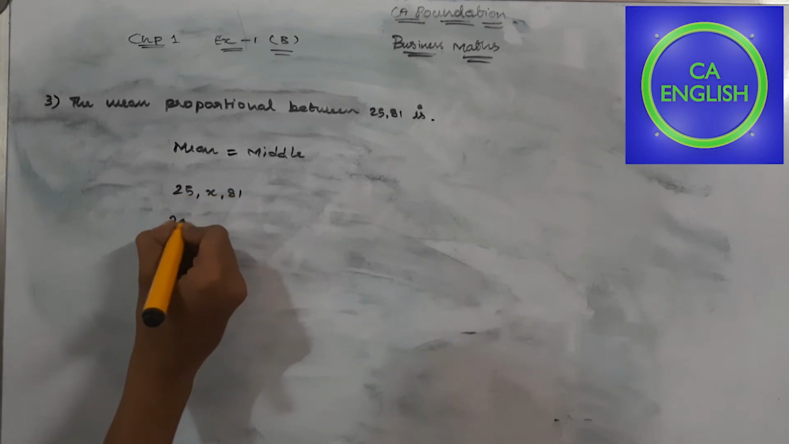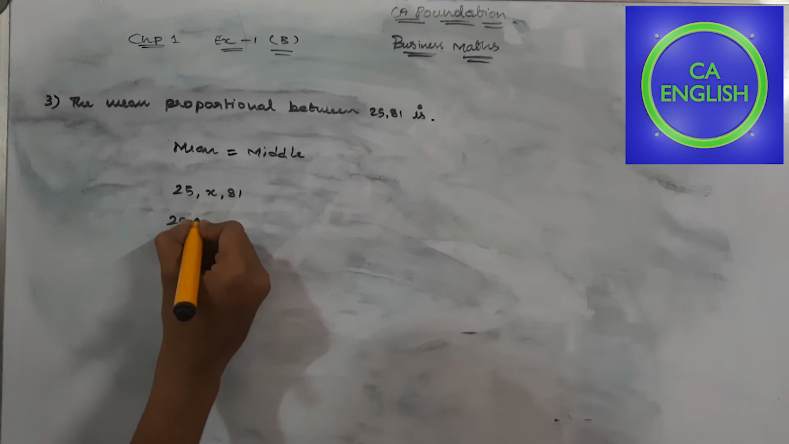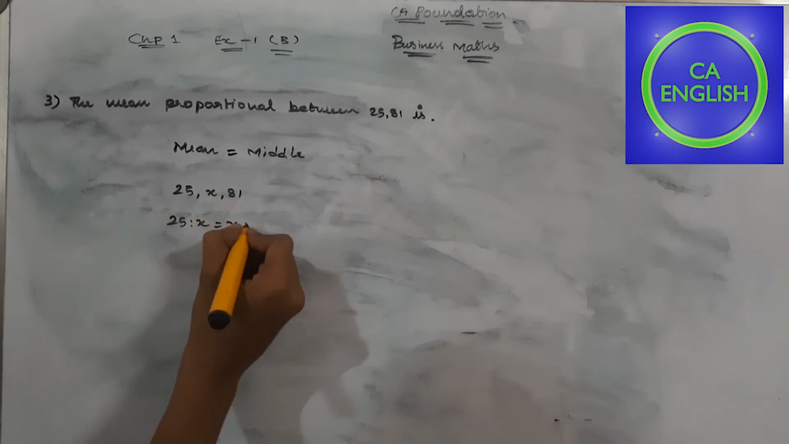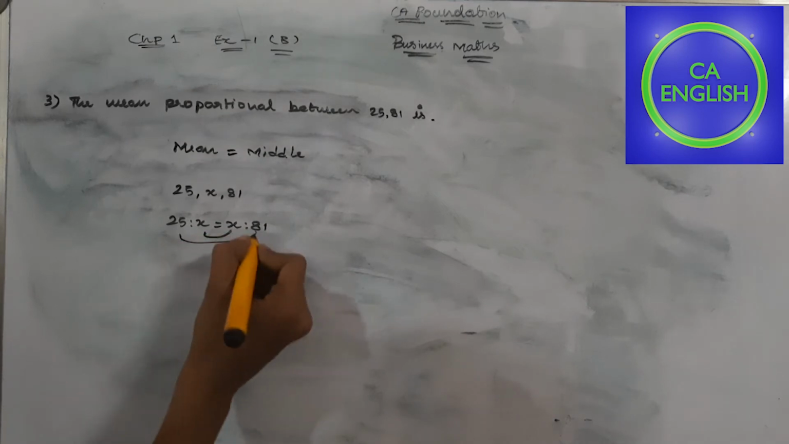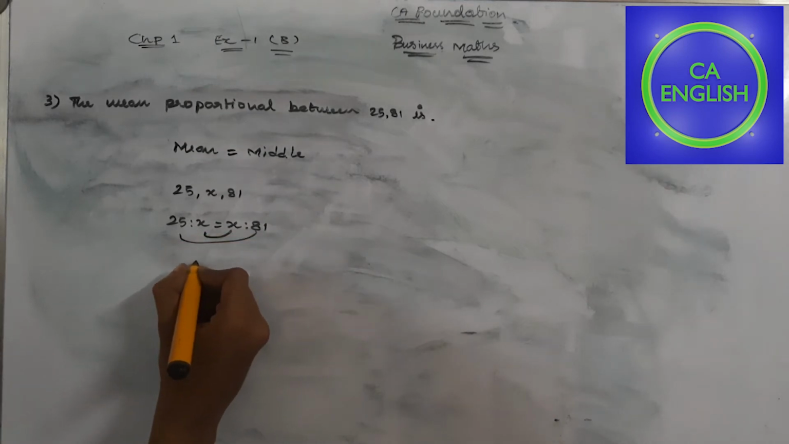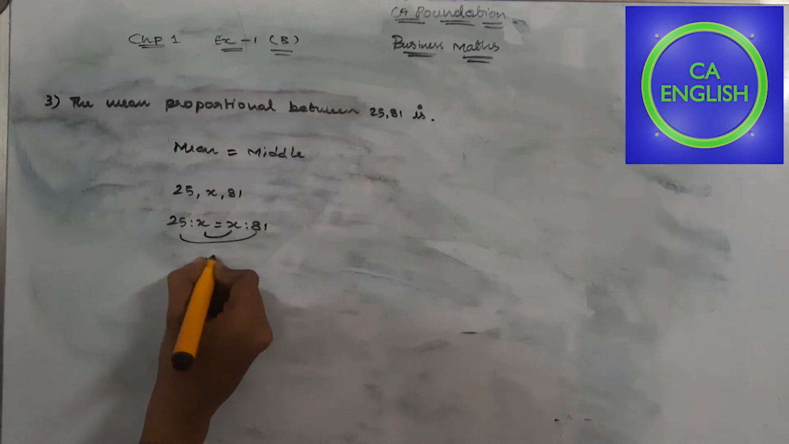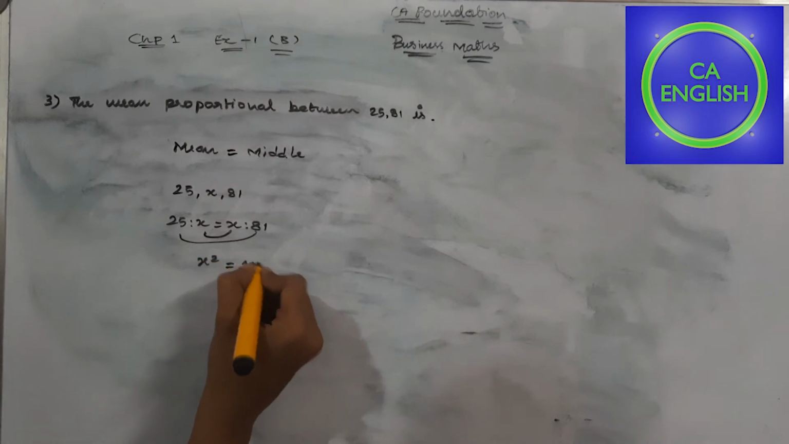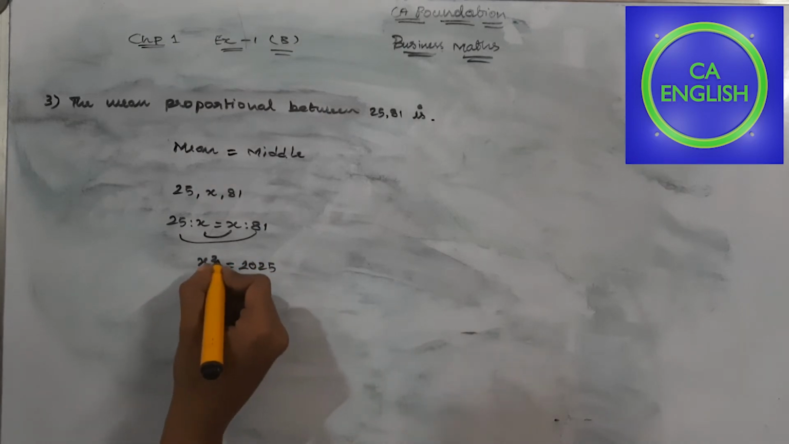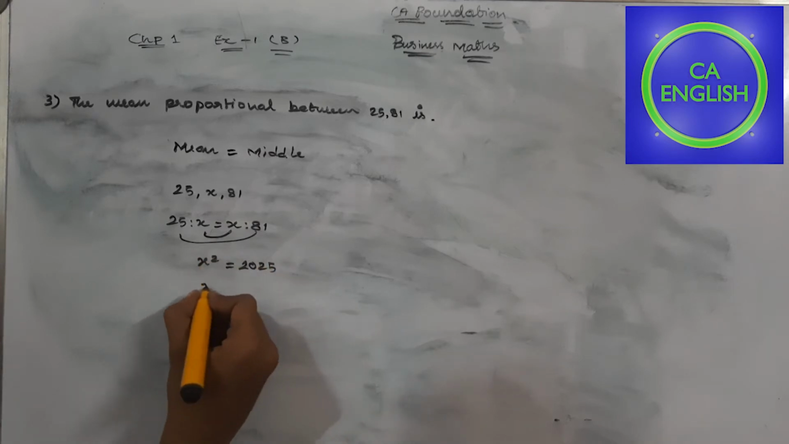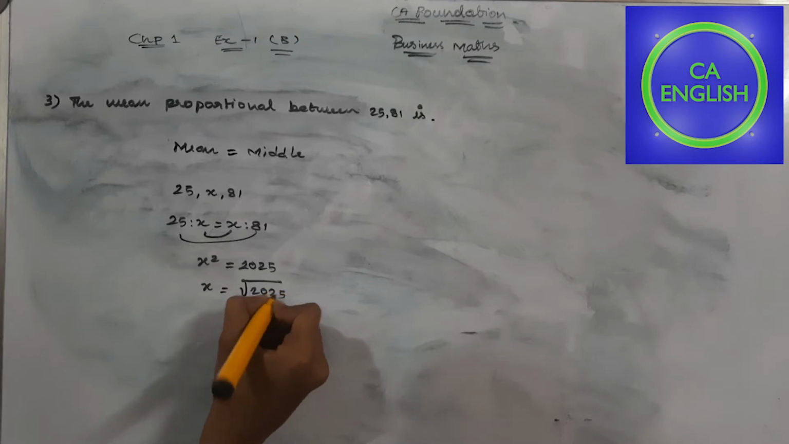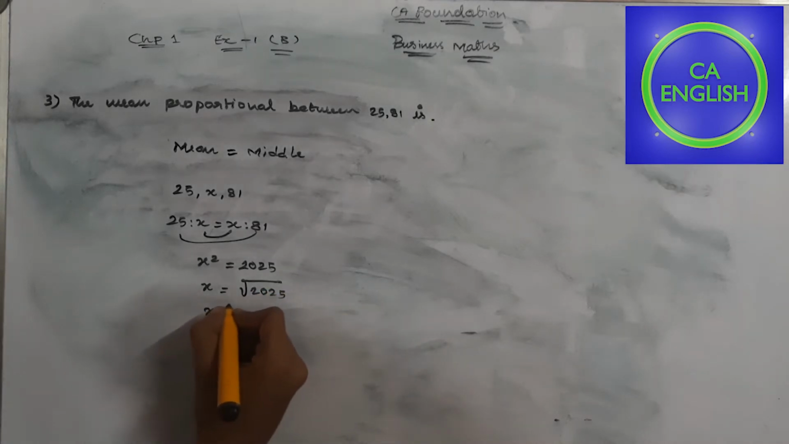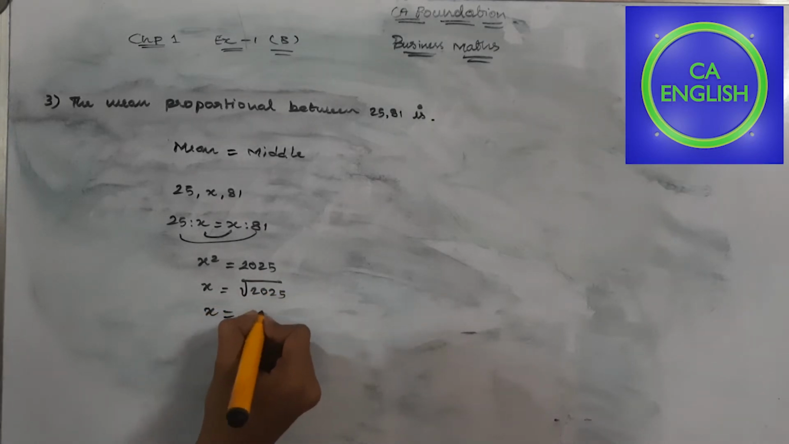As usual, take it in ratio: 25 is to x is equal to x is to 81. Just multiply it. If you multiply, it will be x square equal to 2025. If you move the square to this side, it will be in root, root of 2025. Therefore x is equal to 45.